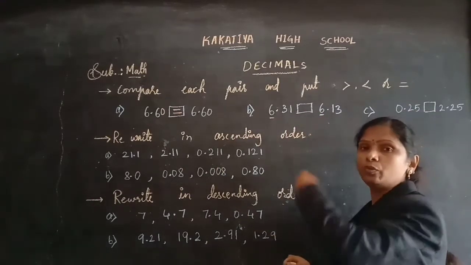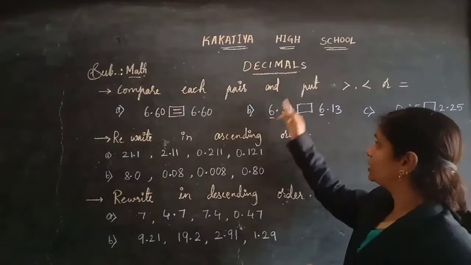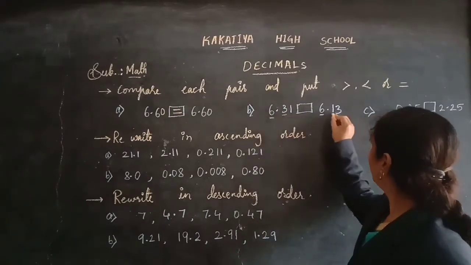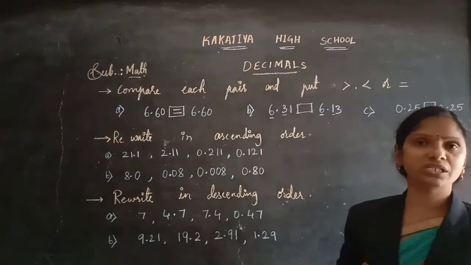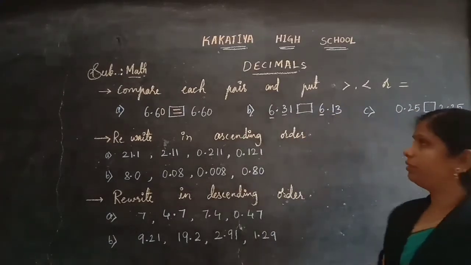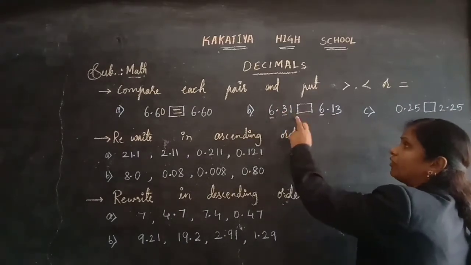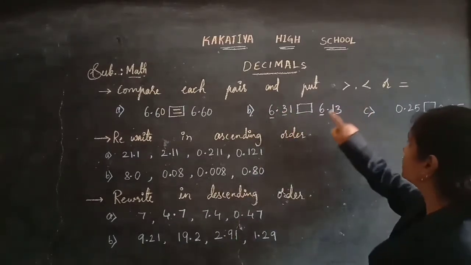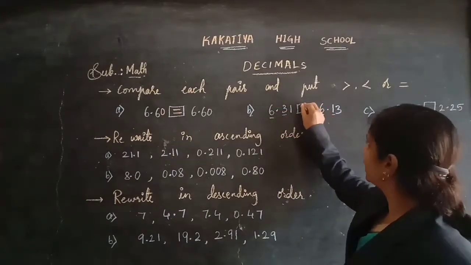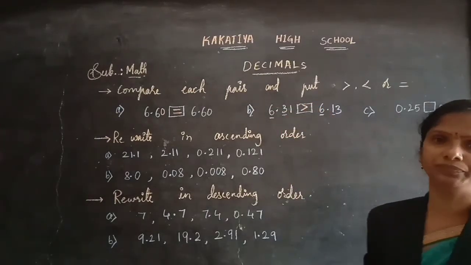Then now you should move to the decimal part, which is after the point. What is after the point here? 3 and 1. Which is bigger and which is smaller? 3 is bigger and 1 is smaller. This means 6.31 is bigger than 6.13. So this number is bigger, which means you will get the greater than symbol.